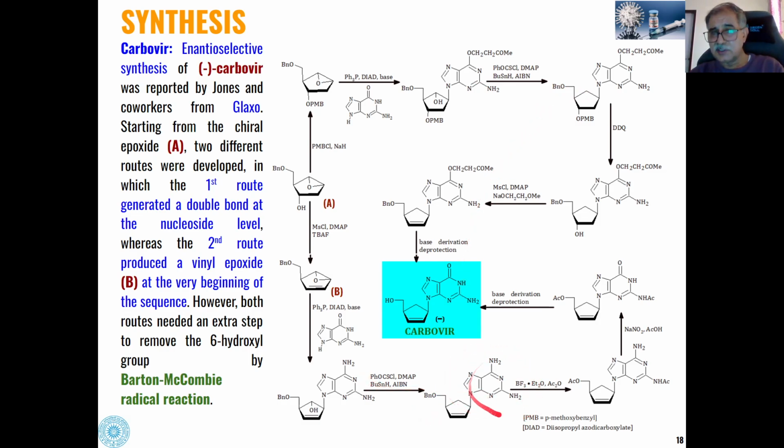Then this in presence of boron trifluoride etherate and acetic anhydride, benzoate will be converted into acetate. And here also N-acetate will be formed. Then this will react with NaNO2 and acetic acid. This amino group will be converted into keto group, and then hydrolysis of this acetate and this N-acetate will lead to the formation of carbovir.